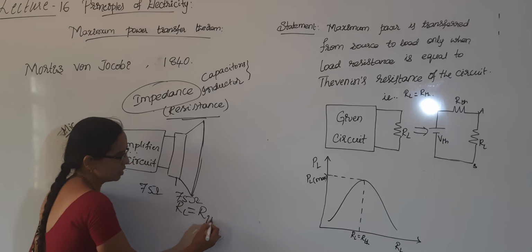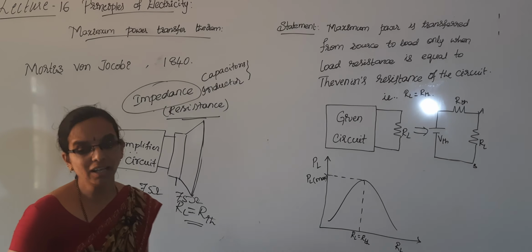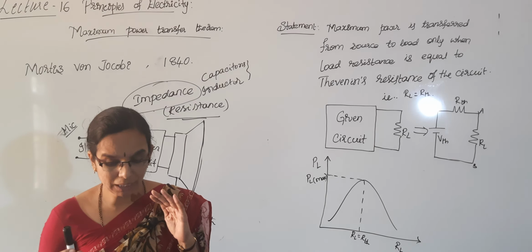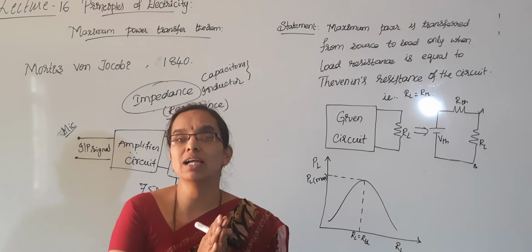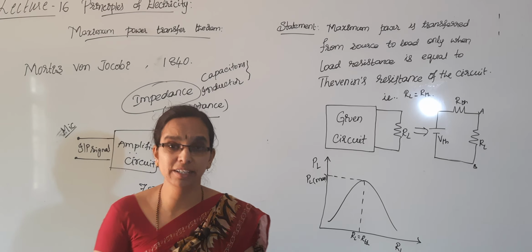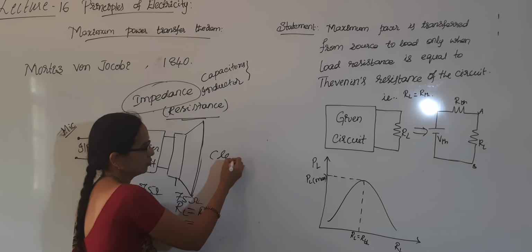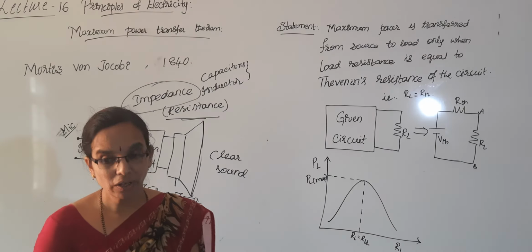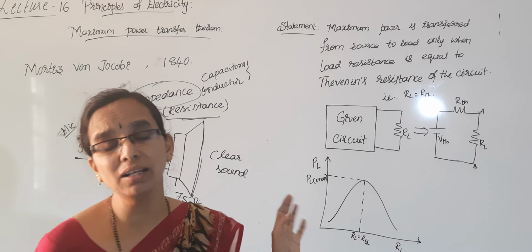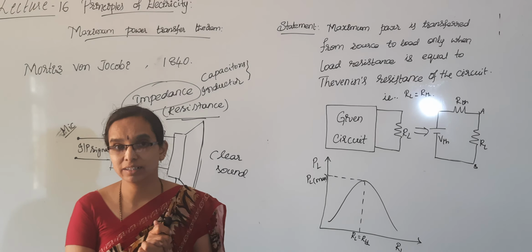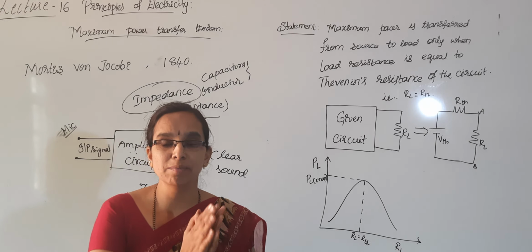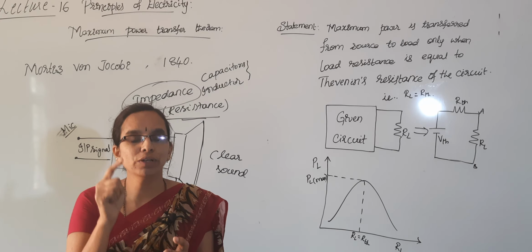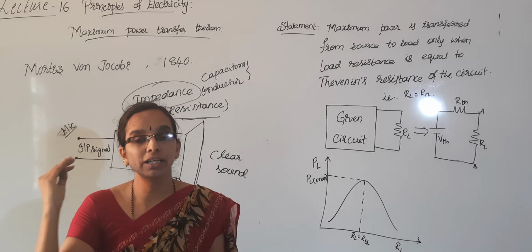Here we will call that RTH. Whenever the resistance of the load and the input circuit are matched, whenever impedance matching is done, then you can hear a clear sound. The sound heard will be very clear. So this is the best example to explain the maximum power transfer theorem, because maximum power should be delivered, and only then can you hear a very good, clear sound in the loudspeaker.